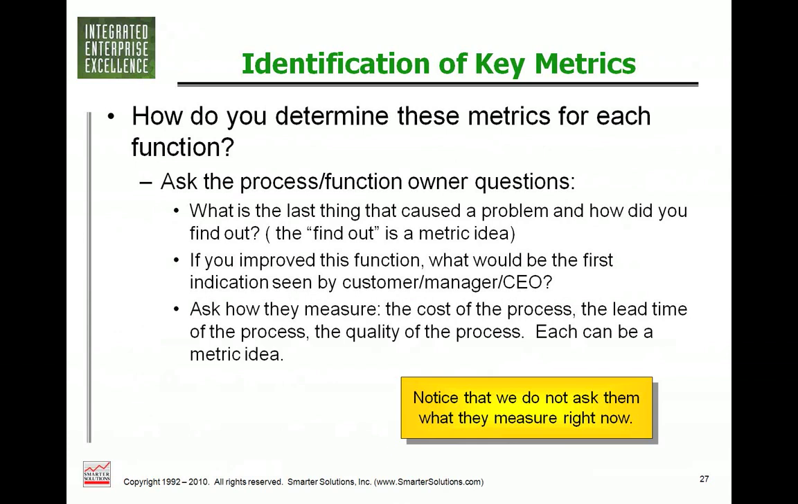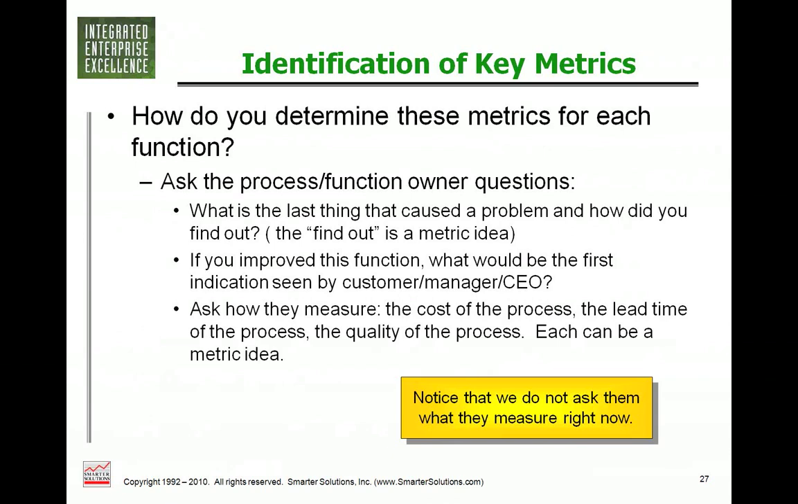Best things to start with. So we're going to talk about a couple things you can do to find out the best metric. Ask the process owner. And I like very generic questions, not what should I measure or what do you measure. What's the last thing that caused the problem and how did you find out? What you're asking is sort of like an FMEA. Here's the failure, but what was the effect? What was being measured that showed you had a problem? That's a lead to the right metric.